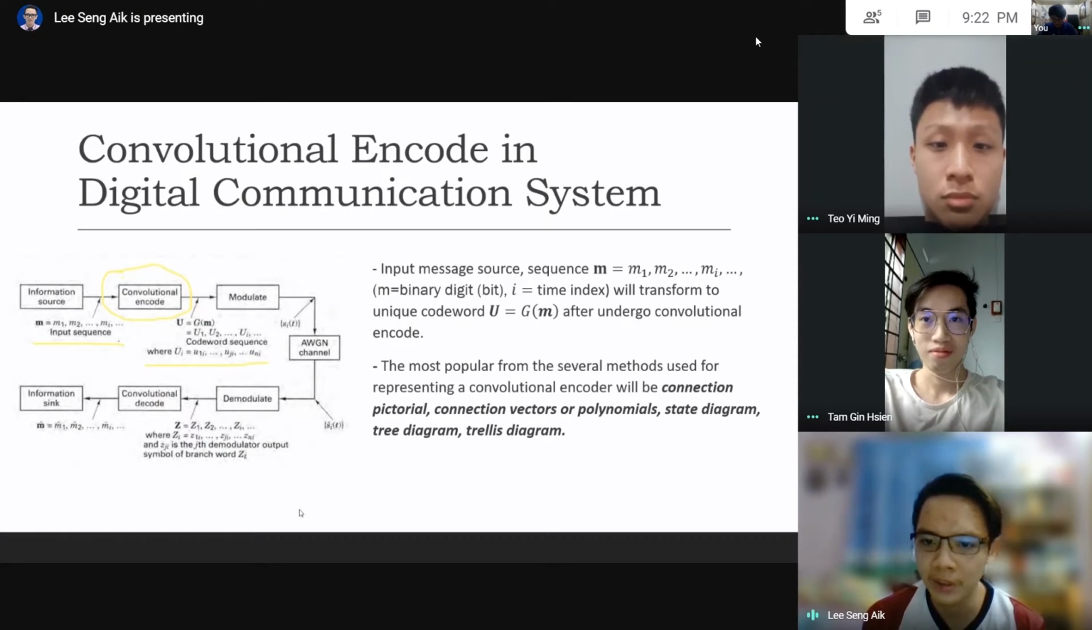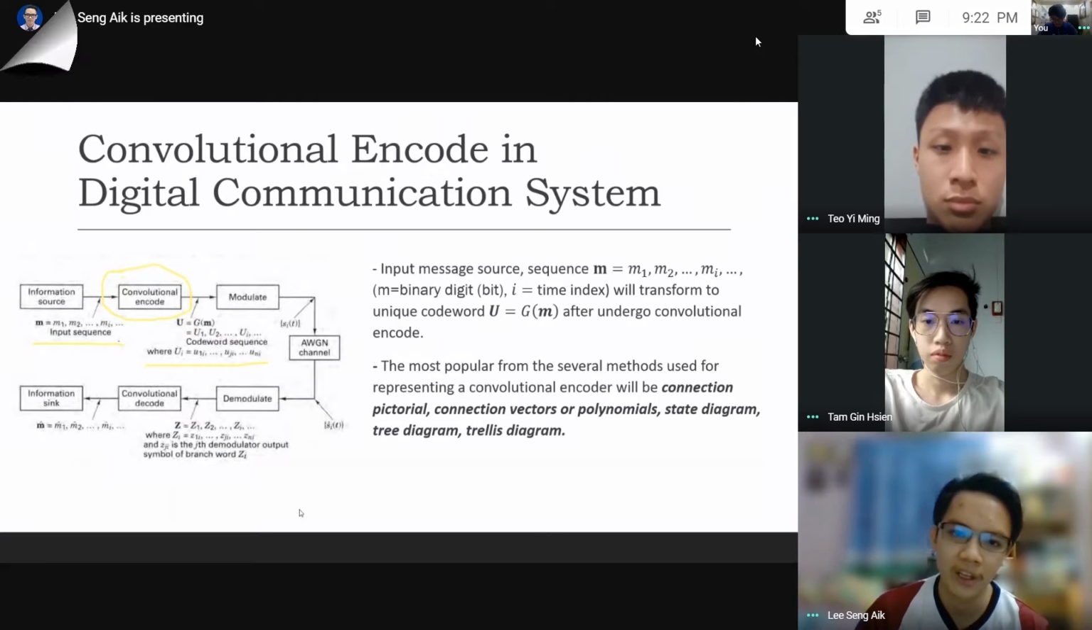The most popular of the several methods used for representing a convolution code encoder are connection pictorial, connection vectors or polynomials, state diagram, tree diagram, and trellis diagram.